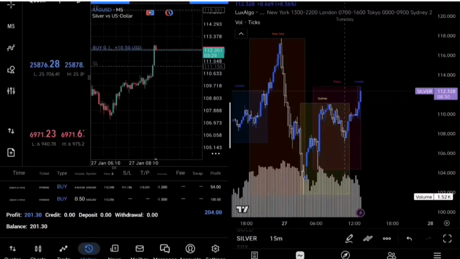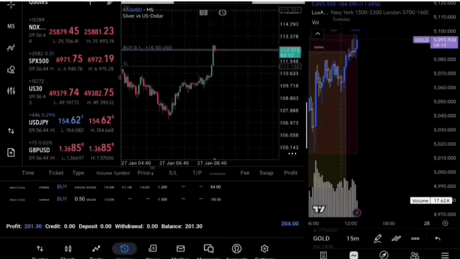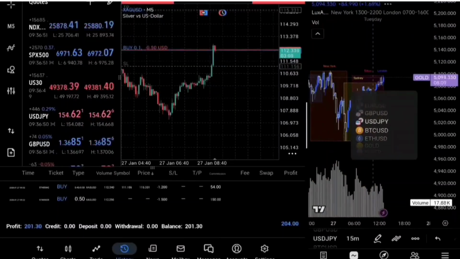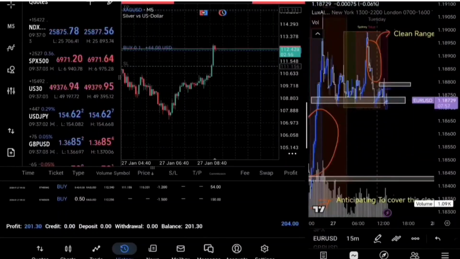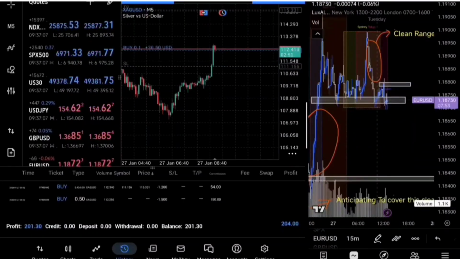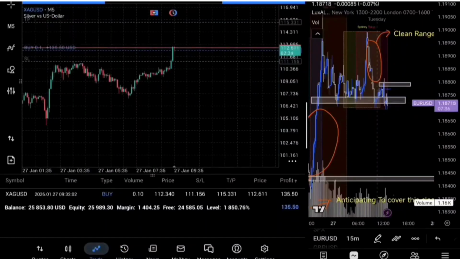And after touching my entry point, the price bounced back again into the positive zone, as you can see here. I'm still analyzing something else, but after some time, you will see, yes, the price started bouncing back.